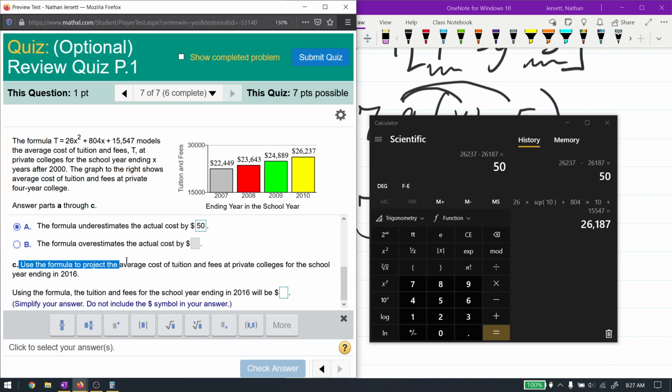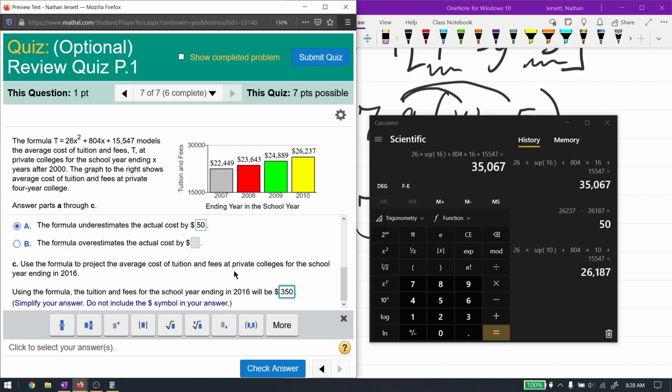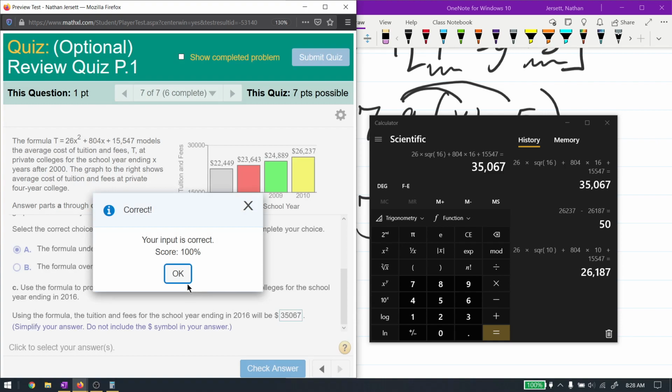Now we can use the formula to project the average cost for the year 2016. In other words, plug in 16 for x. So same idea, 26 times 16 squared plus 804 times 16 plus 15,547. And that will give us the projected cost for 2016, $35,067. Hopefully this is all correct. And it is.